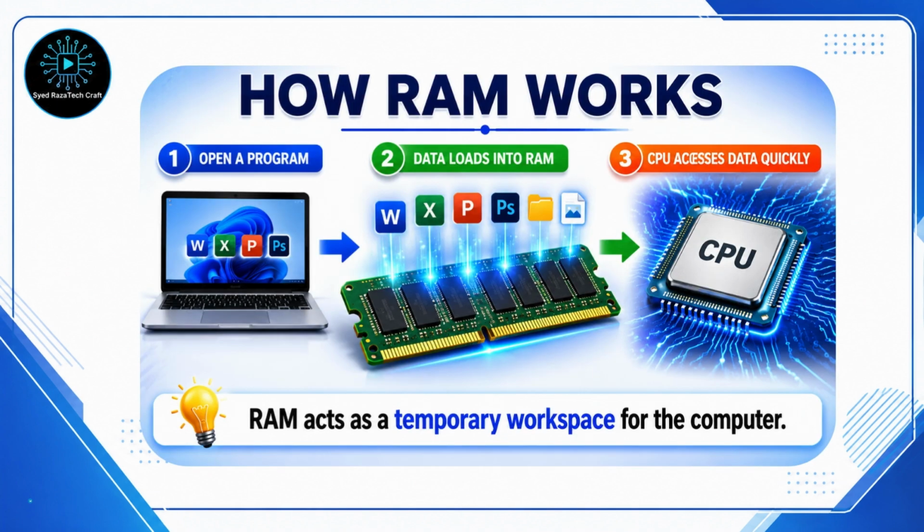Now let's quickly see how RAM actually works. So when you open a program, its data is loaded into RAM. The CPU can then access this data much faster than it can from storage devices. This is why RAM is often called the computer's temporary workspace, or we can also think of RAM as a bridge between a program and the CPU.